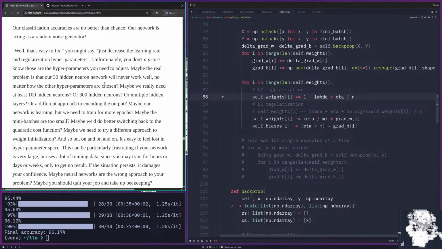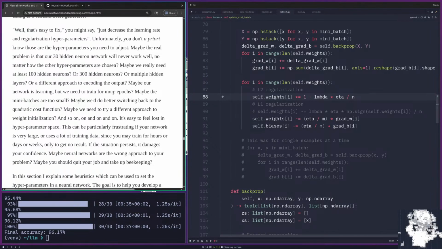Well, that's easy to fix, you might say. Just decrease the learning rate and regularization hyperparameters. Unfortunately, you don't a priori know these are the hyperparameters you need to adjust. Maybe the real problem is that our 30 hidden neuron network will never work well, no matter how the other hyperparameters are chosen. Maybe we really need at least 100 hidden neurons, or 300 hidden neurons, or multiple hidden layers, or a different approach to encoding the output. Maybe our network is learning, but we need to train for more epochs. Maybe the mini batches are too small. Maybe we do better by switching to the quadratic cost function. Maybe we need to try a different approach to weight initialization, and so on and so on. It's easy to feel lost in hyperparameter space.